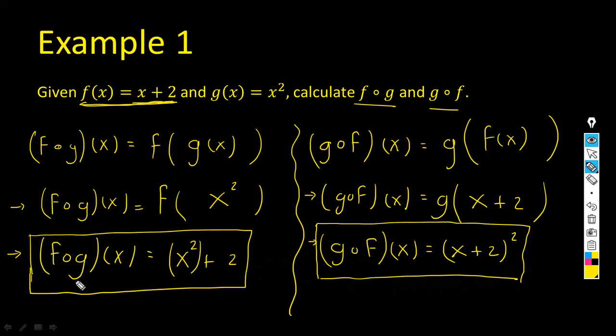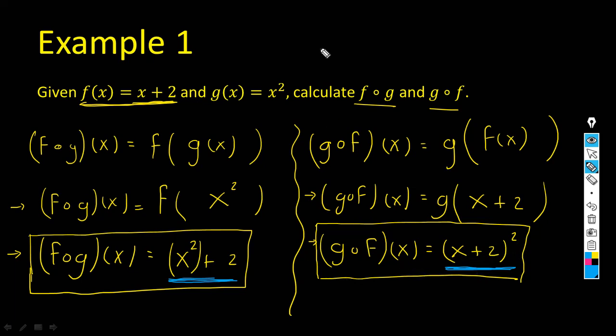We have calculated f of g, and we have calculated g of f, or f circle g and g circle f. Okay, and look at the results, guys. Look at the final results of each one. In this one, the result is x squared plus 2, and in this one is the square of x plus 2. Completely different things. In here, the square is only applied to the x, and then we add 2. And in here, we first add 2 to x, and the result is being squared.